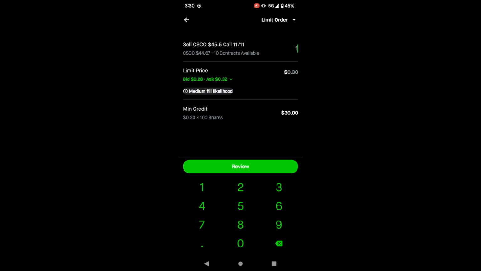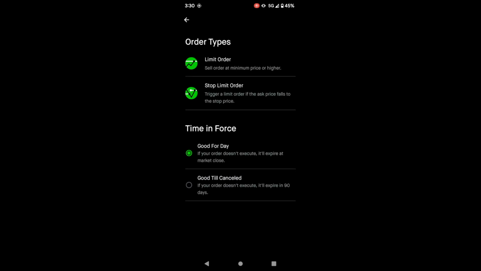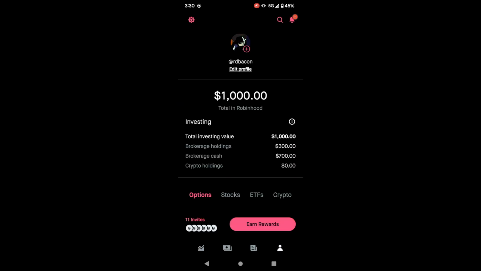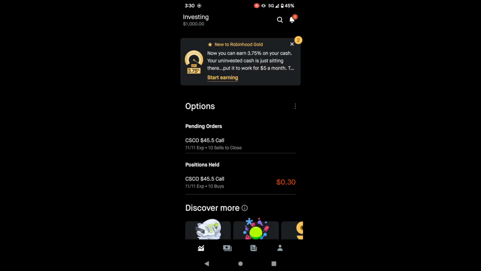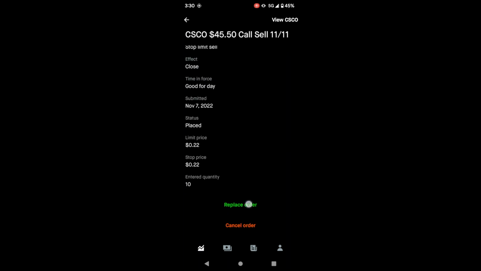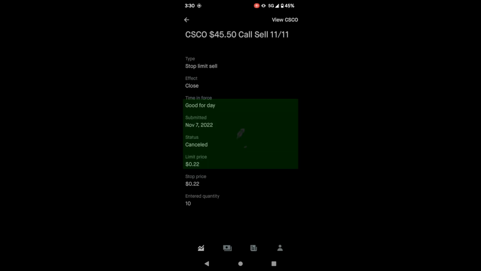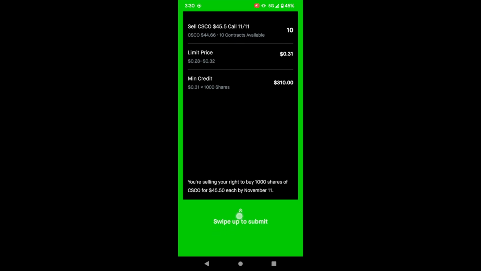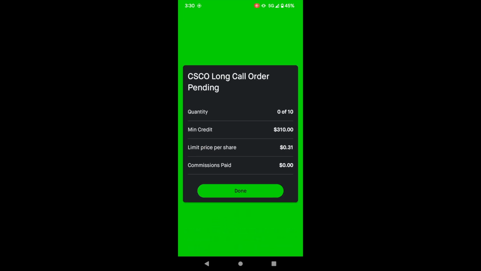So while we have this position, you can see since we already have a pending order going through, we can't put in another one. You have to cancel an order if you want to put in another one. See now if we wanted to sell at 0.31. Now we're able to do it because we canceled that initial stop loss order.